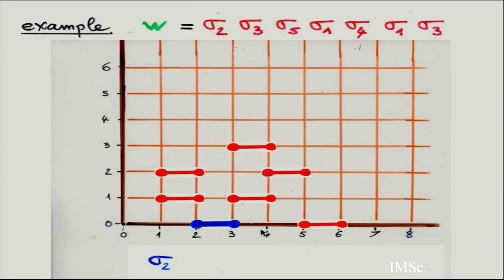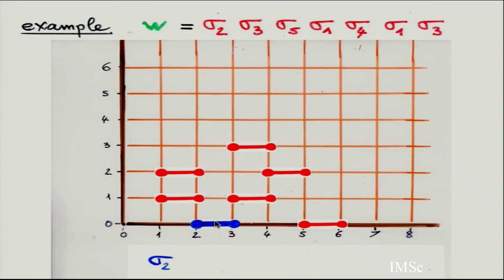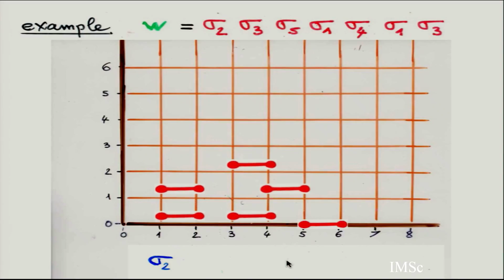So take the minimum letters. Minimum letters are the 2 letters at level 0. This is the minimal letters of the word. And take the smallest. So it's sigma 2, between sigma 2 and sigma 5. Then I delete sigma 2.